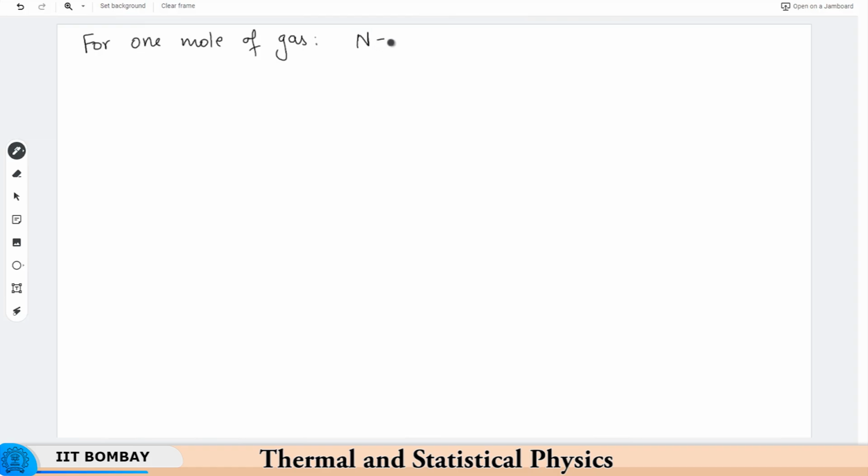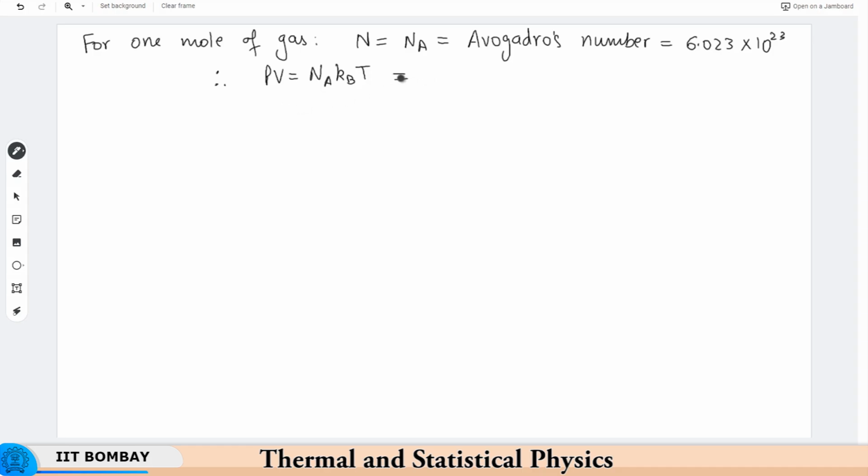what is your n? Your n is basically Na, and what is Na? This is Avogadro's number. And this is, as you know, 6.023 into 10 raised to the power 23 per mole, right. So, this is another fundamental constant. So, therefore, our ideal gas equation becomes PV equals Na kBT, right. And since Na is a fundamental constant, kB is also a fundamental constant.